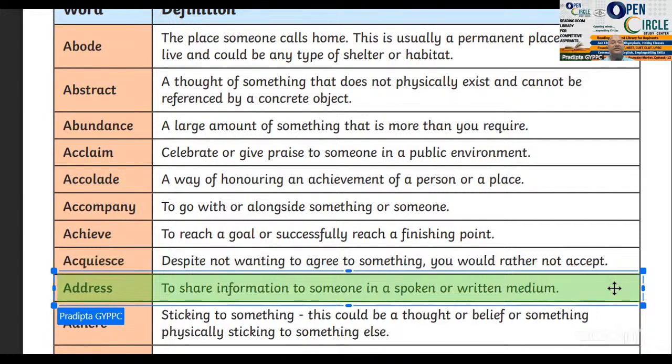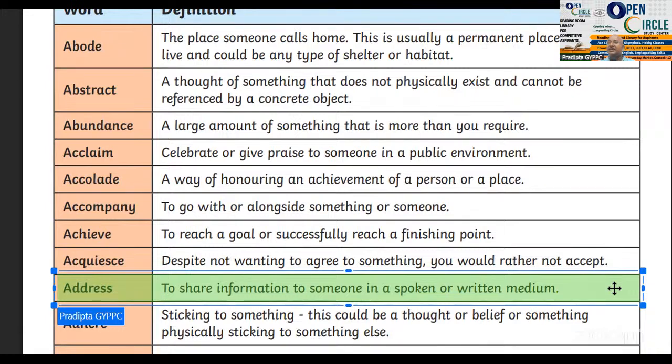Address. Address means ठिकाना. The place where you stay in a written form, that's called address. Actually, the pronunciation is address. Another is address. Okay.